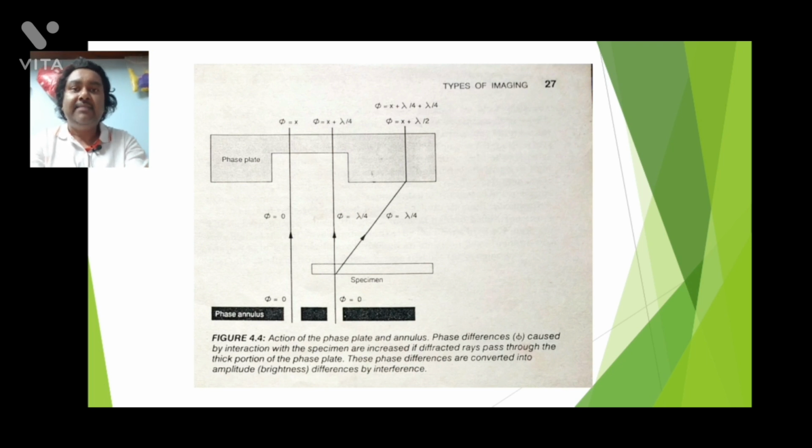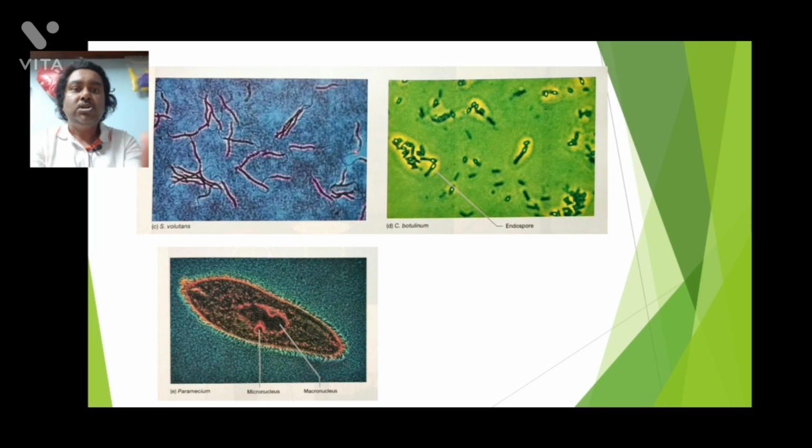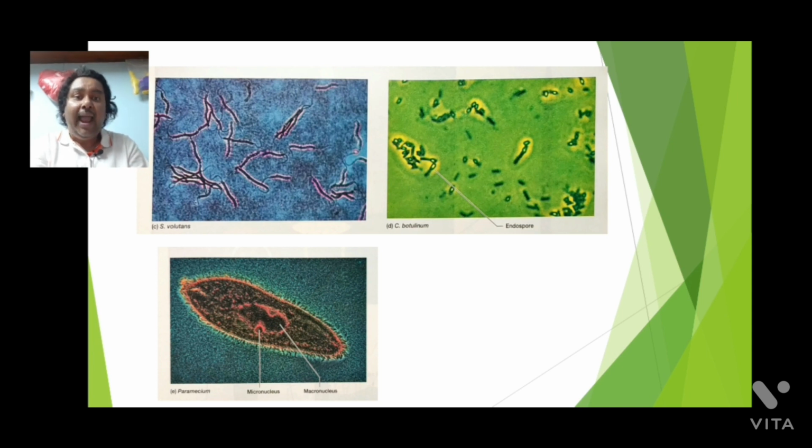Here some diagrams are also shown, taken from the microbiology book by Prescott. Here you can see that these cells or microorganisms are in their natural color. No stain is applied. Here the endospore of Clostridium botulinum is shown. The structure of Paramecium is also shown, and S. volutans are also shown.